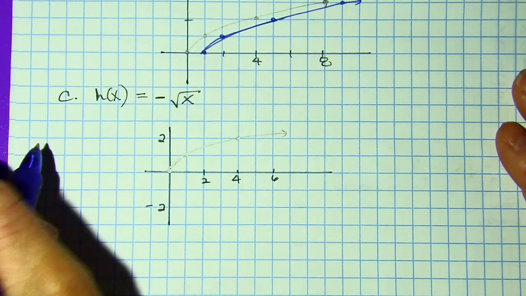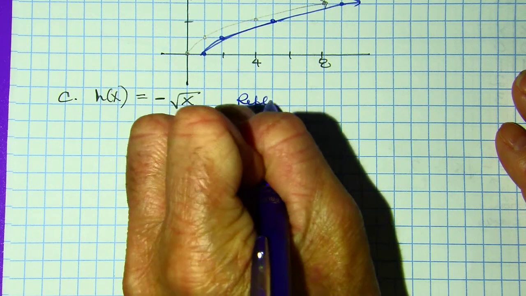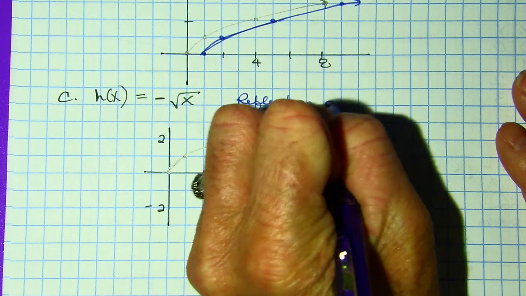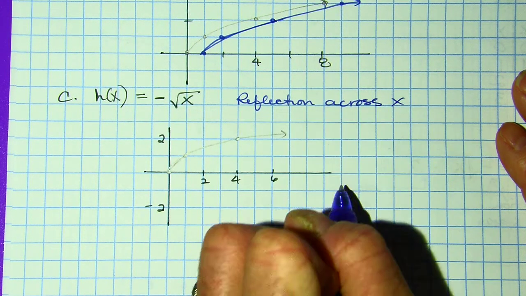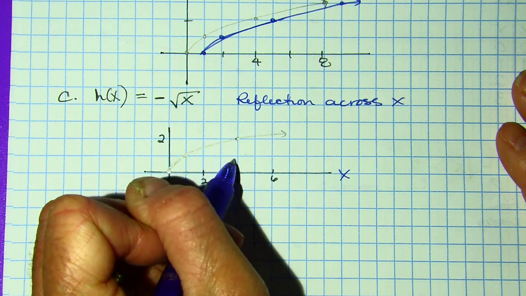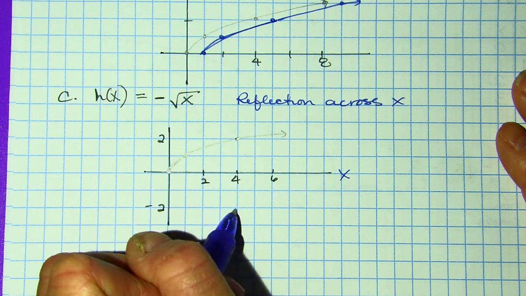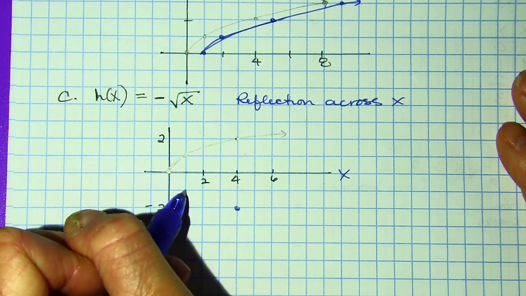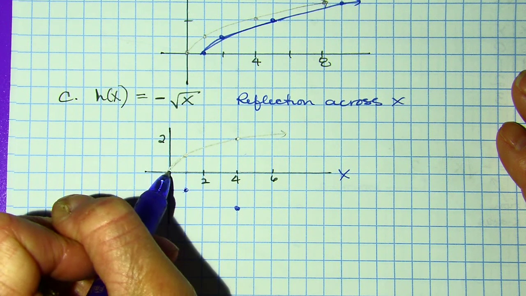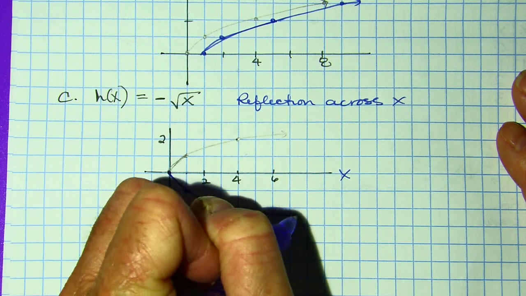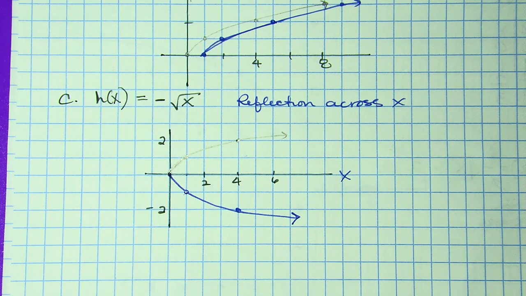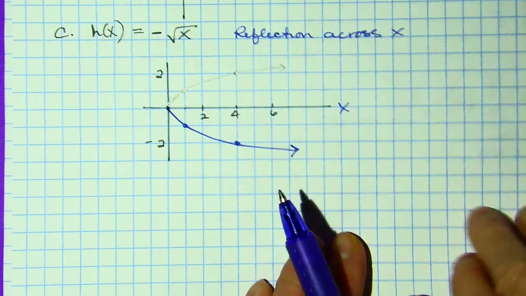So this is a reflection across my x-axis. Here's x. So I'm going over x. So it's 2 units away, so 2 below. 1 unit, so 1 below. This point is on the x-axis, so it doesn't move. And so our graph is in blue. Next page.